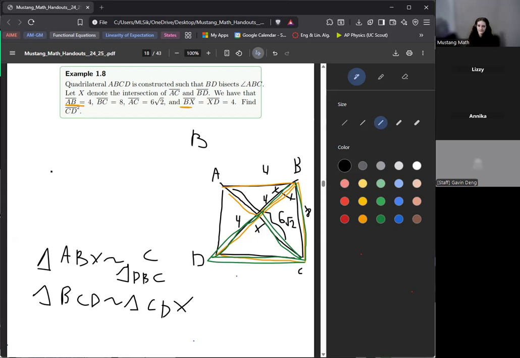So it does look like some of you already found the answer. So I'm going to go ahead and go through this problem. Specifically, because of all of these similar triangles, we know that angle BAX is equal to angle BXA, which is equal to angle BDC, which is equal to angle BCD.